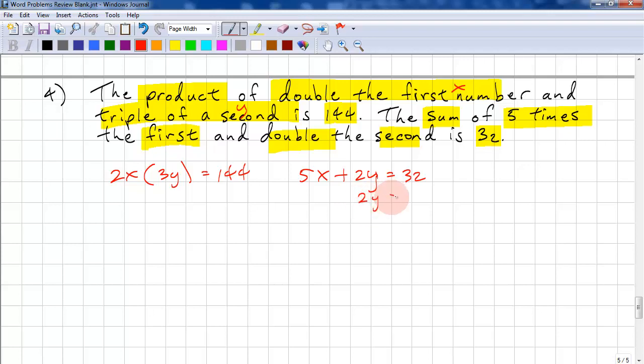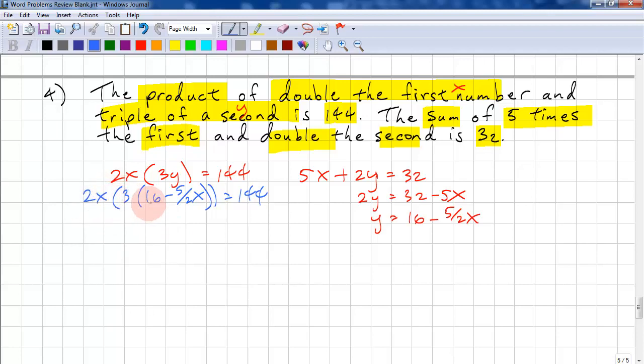So 2y equals 32 minus 5x. So y equals 16 minus 5 over 2x. Substitute over here. So we have 2x and 3y. So y is 16 minus 5 over 2x equals 144.